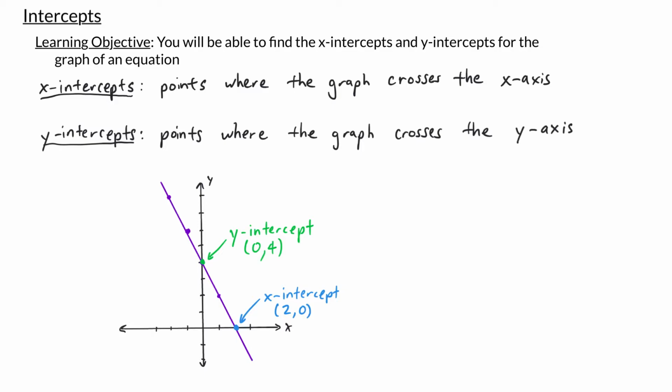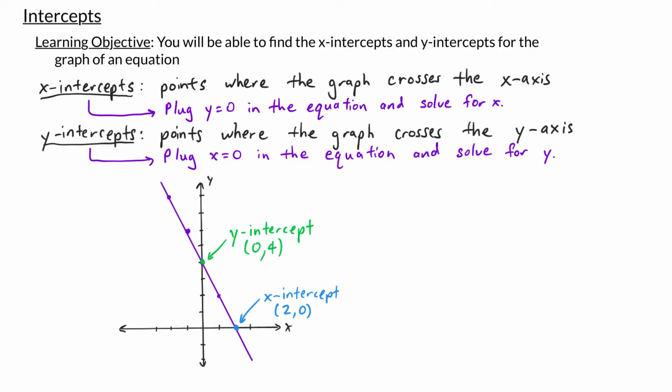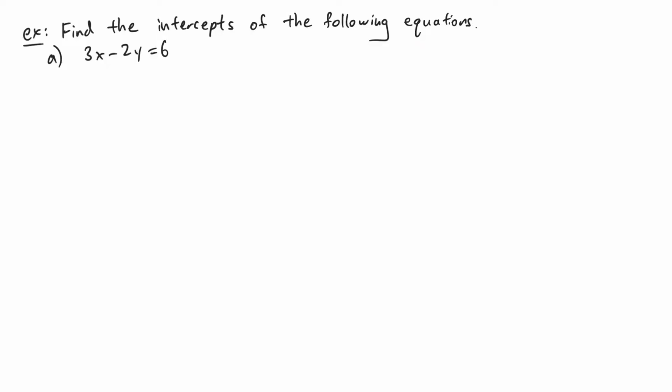With these facts in mind, if we want to find the x-intercepts for a graph, we just have to find a point on the graph where the y-coordinate is 0. To do so, all we have to do is plug in y equal to 0 in the equation and solve for x. Similarly, if I want to find the y-intercepts, all I have to do is plug in x equal to 0 in the equation and solve for y. Let's put these ideas into practice with some examples.